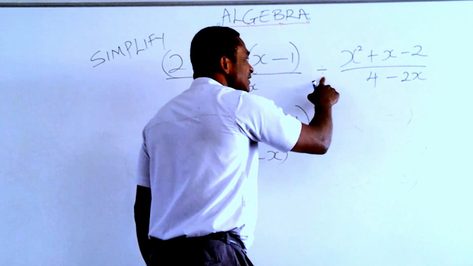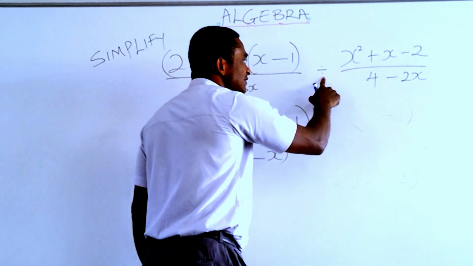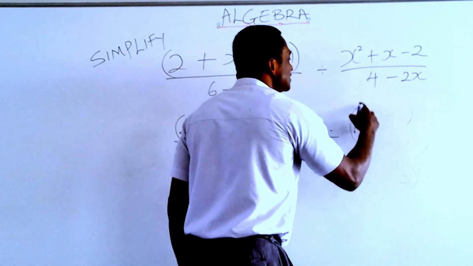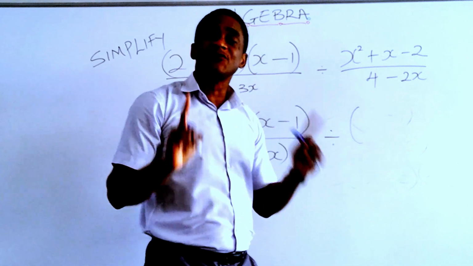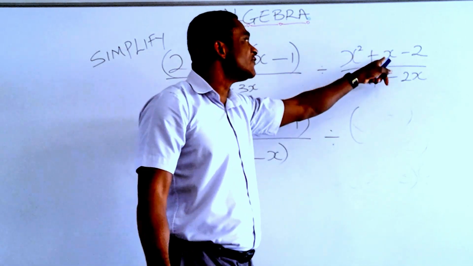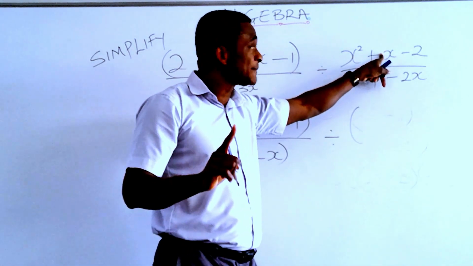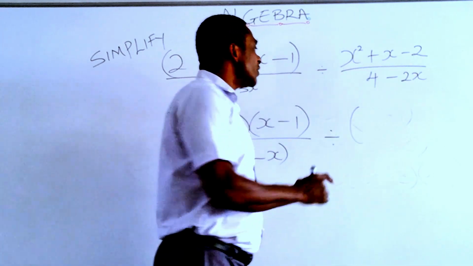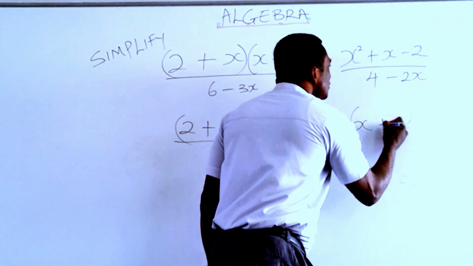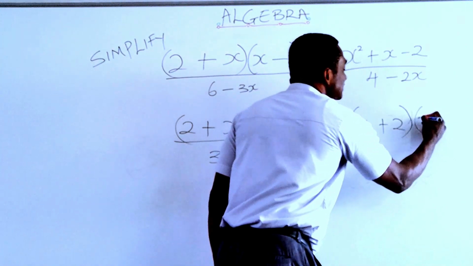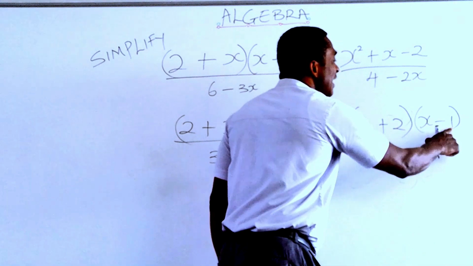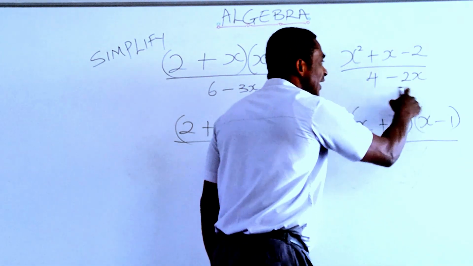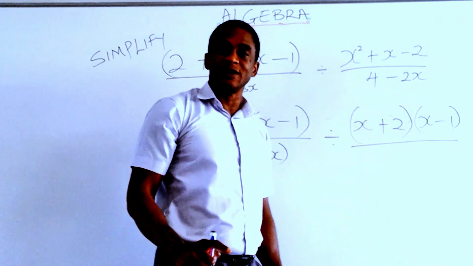Now on this side, let's also factorize. Let's leave this, we will come back to it later. This is trinomial factorization. We are looking for two numbers that add to give us the coefficient of x, which is 1, and multiply to give us negative 2. So we have 2 and -1. 2 minus 1 gives us 1, and 2 times -1 gives us -2. All over in the denominator as well.